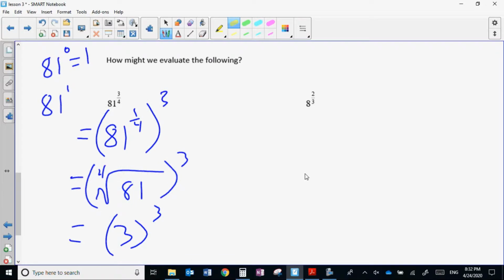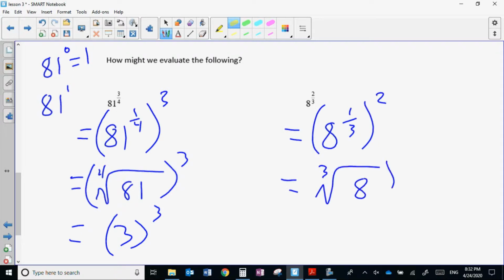How about 8 to the power of 2/3? We can do the same kind of thing: 8 to the power of a third, squared. Well, 8 to the power of a third is the third root of 8. The third root of 8 is 2, and 2 squared is 4.